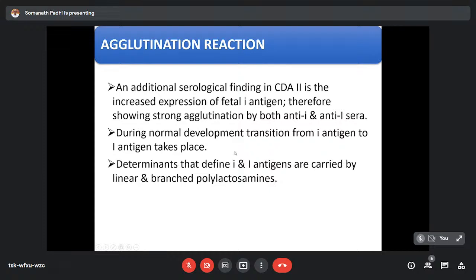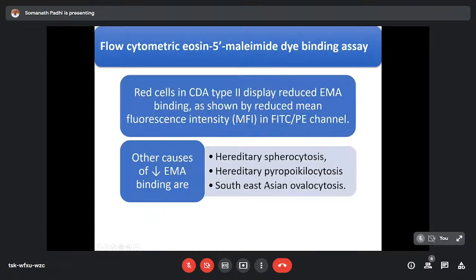During normal development, transition from i antigen to capital I antigen takes place, whereas the determinants that define i and I antigens are carried by linear and branched polylactosamines. So this is a flow cytometric test, the flow cytometric eosin-5-maleimide dye binding assay. Red cells in CDA type 2 display reduced EMA binding, as shown by reduced mean fluorescent intensity in these flow cytometric panels, whereas other causes where this type of eosin-5-maleimide dye binding reduction does occur are hereditary spherocytosis, pyropoikilocytosis, and Southeast Asian ovalocytosis.